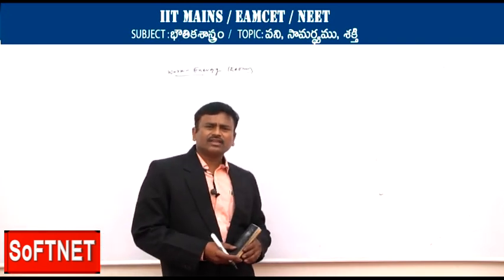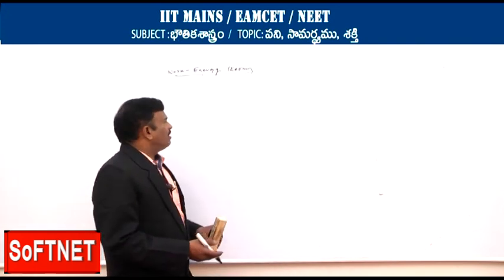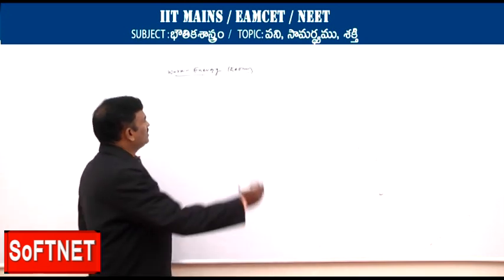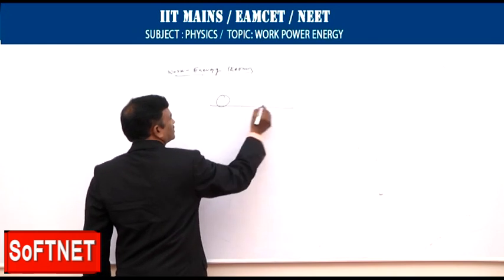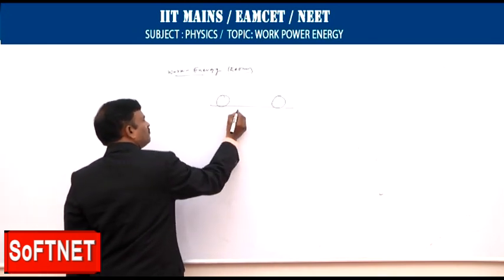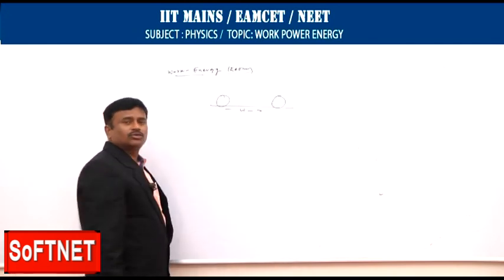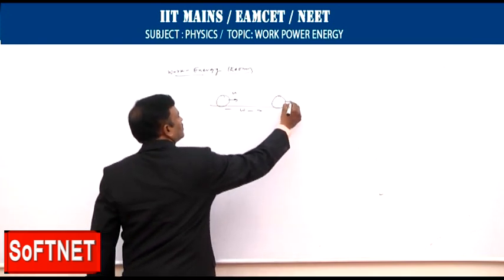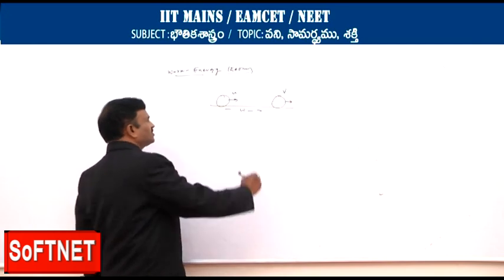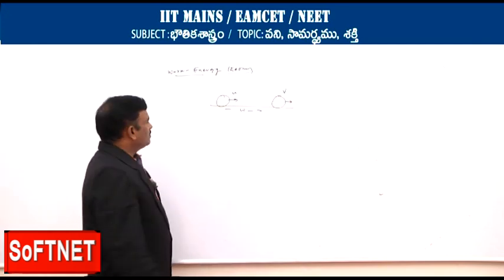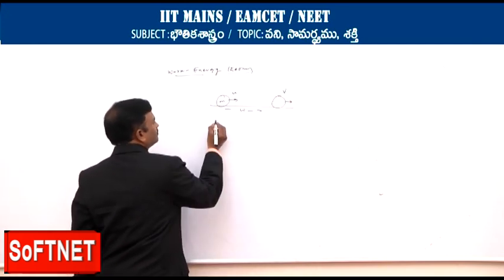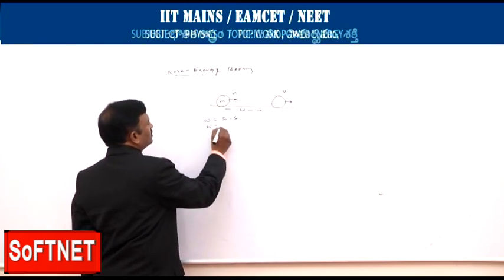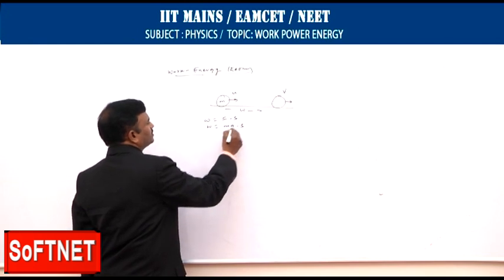So many questions are framed based on the work energy theorem. First of all, what is the work energy theorem? The work energy theorem states that the amount of work done is equal to the change in kinetic energy. Assume there is a body moving with initial velocity u and final velocity v, and mass is m. Work done is equal to force into displacement, so work done is equal to force ma, displacement is s.